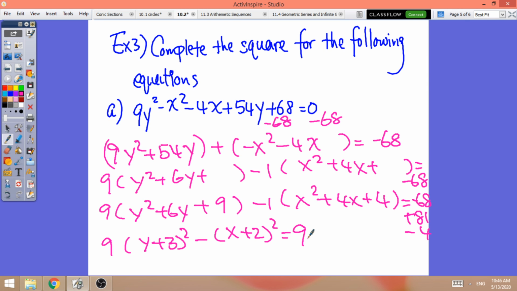And then last but not least, divide by 9 for each term. So divided by 9, what we got is y plus 3 quantity squared minus x plus 2 quantity squared over 9, so that equals 1. So this one, obviously, it's a vertical hyperbola because we started with y first. So for the value b, which is 1, b squared is 1, and a squared is 9, so a would be 3. So it's a vertical hyperbola.